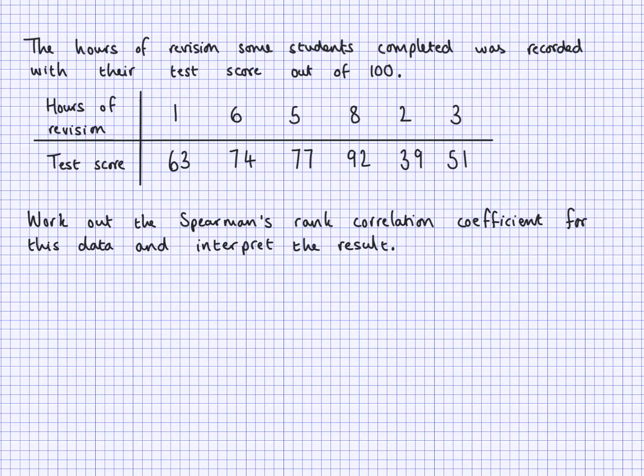Now here's one for you to try. So we've got here the hours of revision some students completed was recorded with their test score out of 100. So hours of revision here, so this should be your X values, and the test score here, so this should be your Y values. You need to work out the Spearman's rank correlation coefficient for this data and interpret the results. So say what your value means in the context of this data.